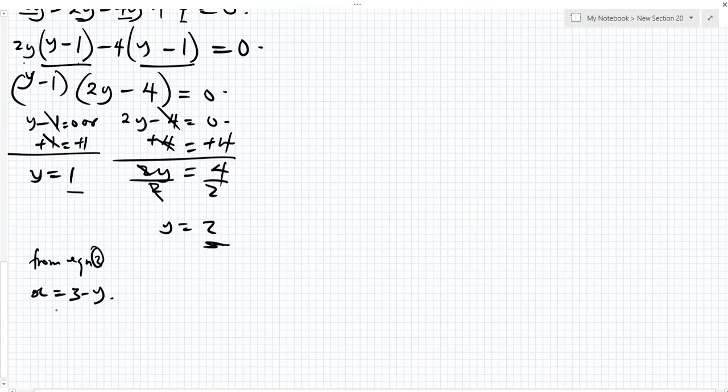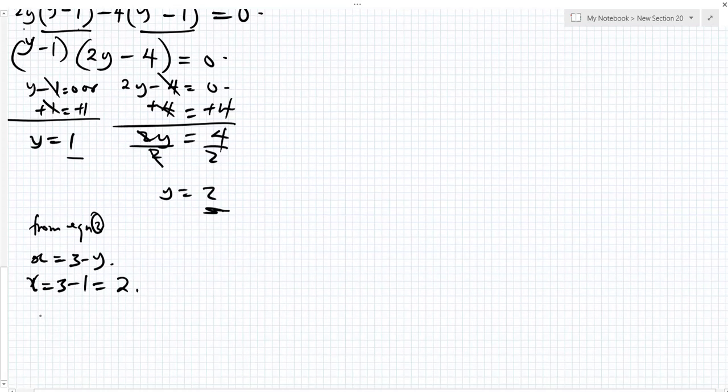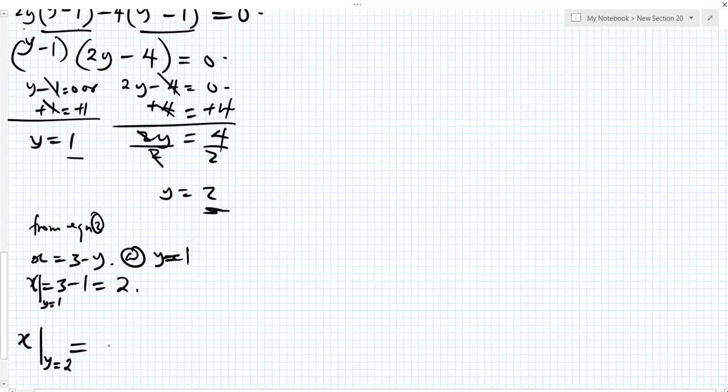y. So substituting y equal to 1 in this equation, x will now be equal to 3 minus 1, which is equal to 2. So at y equal to 1, x is 2. Now let me say x for y equal to 2. You have 3 minus 2, which is equal to 1.